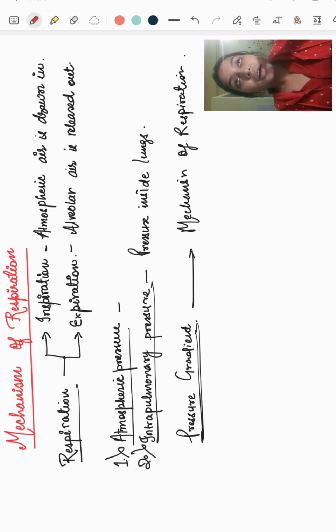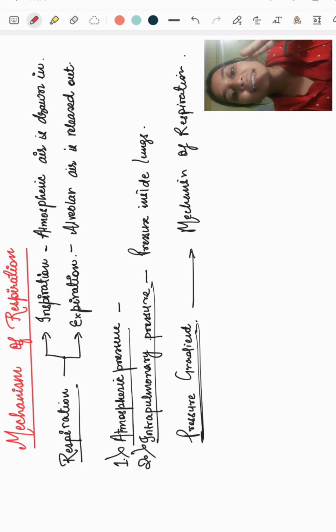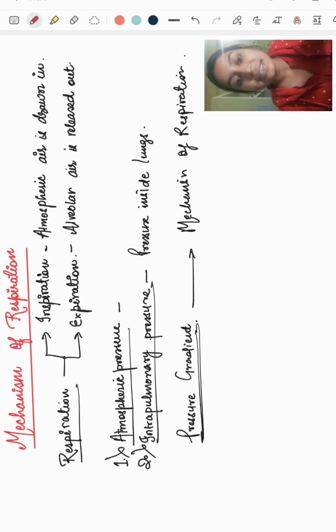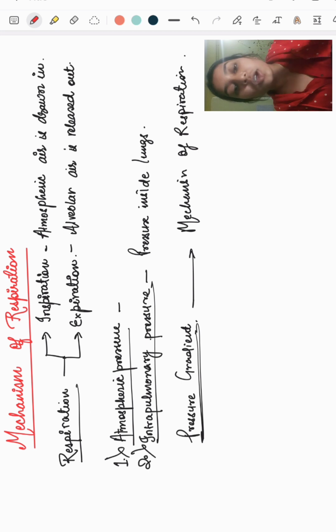So before discussing our process, we must be familiar with the pressures. We have two pressures, atmospheric pressure and the pressure inside the lungs. Atmospheric pressure, we all know, is the pressure present in the atmosphere. And what is the pressure inside the lungs called? That is our intrapulmonary pressure. What is intrapulmonary pressure? The pressure inside our lungs. So basically the difference between these two pressures is responsible for our mechanism. That is the pressure gradient, the pressure gradient between the atmospheric pressure and the intrapulmonary pressure.